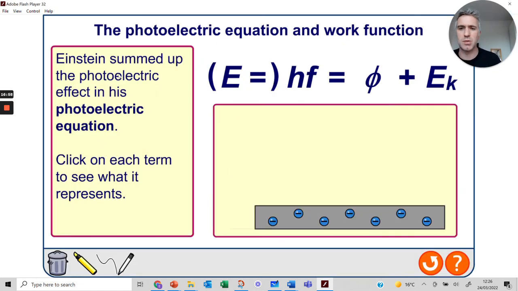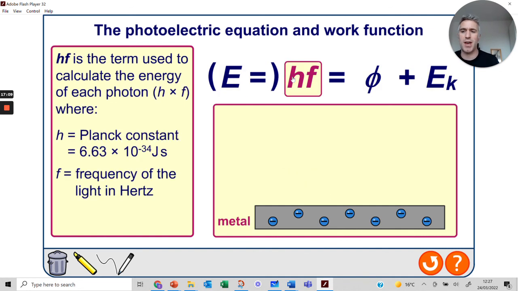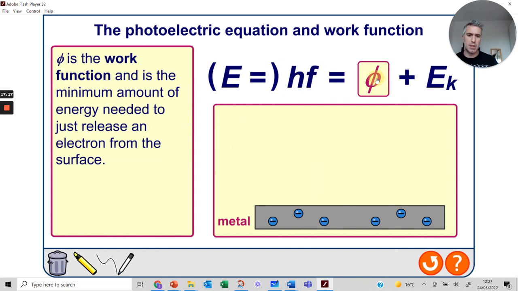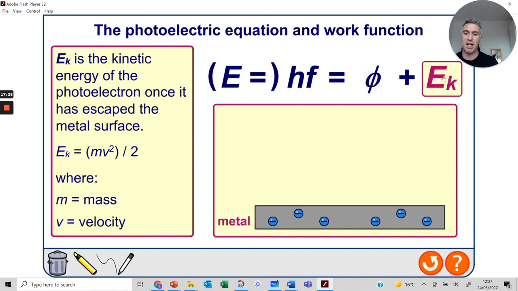So here we have Einstein's photoelectric equation and work function. Energy is equal to hf, where h is Planck's constant. This is just another way of doing it. It's the work function plus the kinetic energy. hf is the energy of the photon that comes in: the frequency of the photon multiplied by Planck's constant gives us the energy. The work function is the minimum amount of energy required to release the electron from the surface. And Ek is the kinetic energy the electron will have, basically the difference between the energy of the photon and the work function, as long as that's positive.